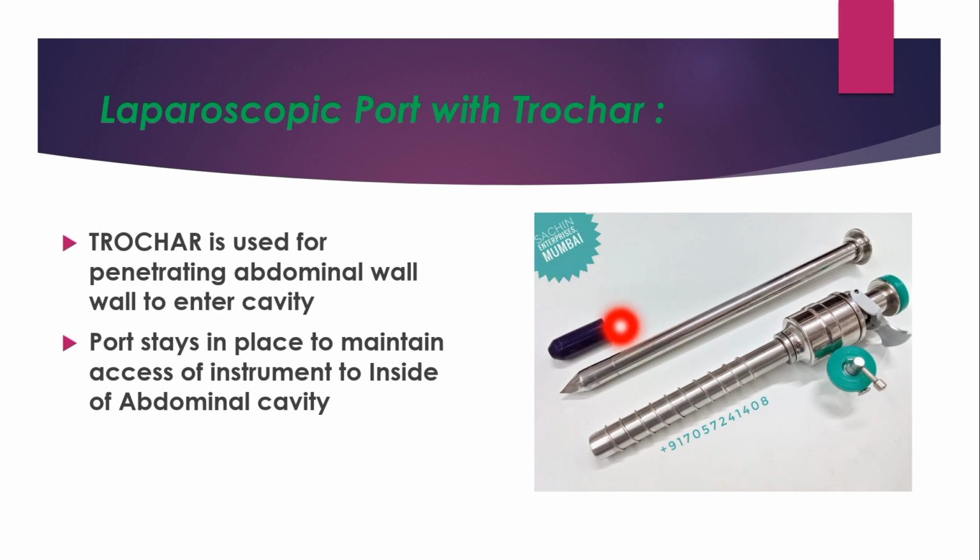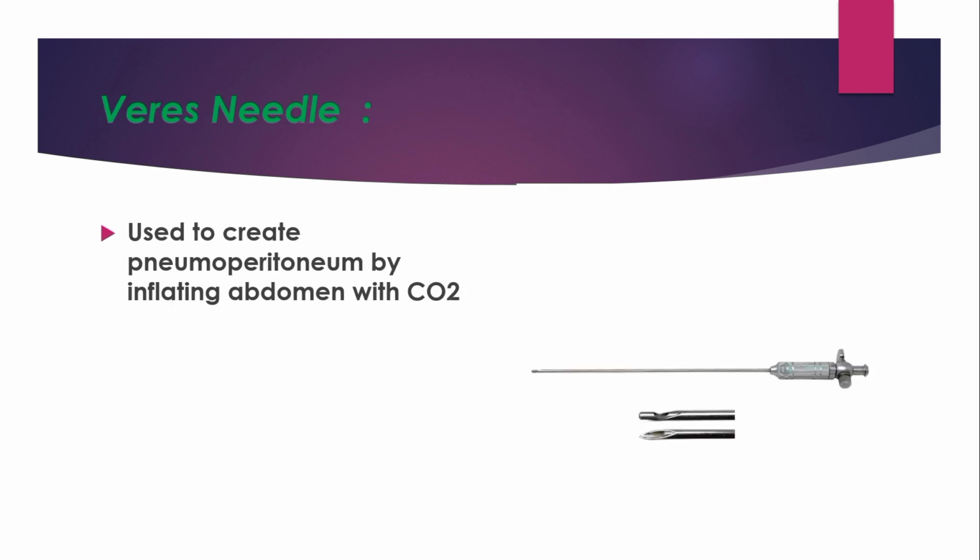This one is a laparoscopic port, and the laparoscopic trocar. So the trocar is used for penetrating the abdominal wall to enter the inside of the cavity, whereas the port stays in place to maintain the access of the instrument to the inside of the abdominal cavity. So it is a laparoscopic port along with a trocar.